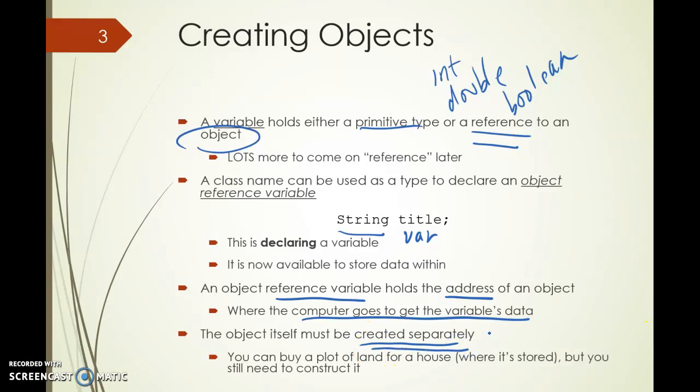Now, I know this is kind of a weird concept. However, the way that I like to think about it is this is a lot like if you were to buy blank land to build a house. Just because you bought a plot of land does not mean that the house magically appears. You need to construct it or build it. And that's what we will see when we work with objects.